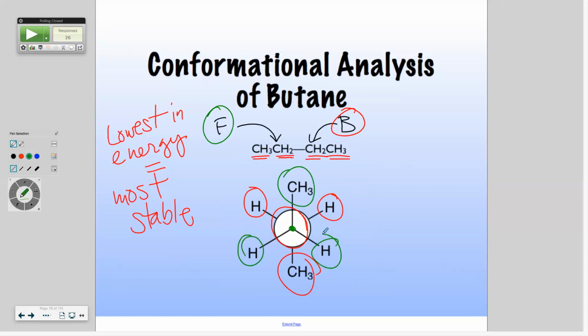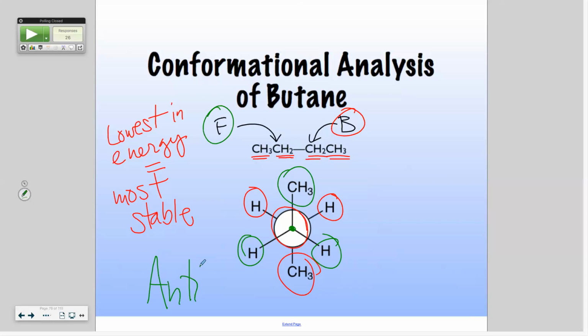Now, did anybody do this and get it right? I want you to tell me why you picked that one to be the most stable. Because the methyls are farthest away from each other. It's that obvious. They're farthest away from each other. So that's this one. If I ask what is the name of that conformation, which one is it? It's staggered. That's true. What else is it? Anti.